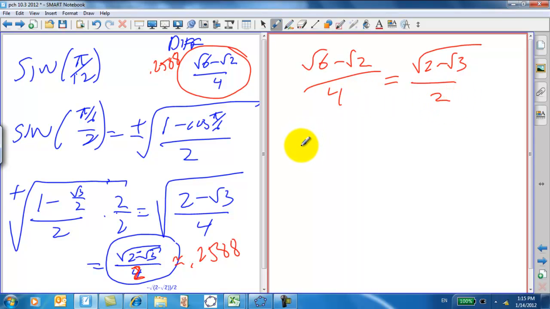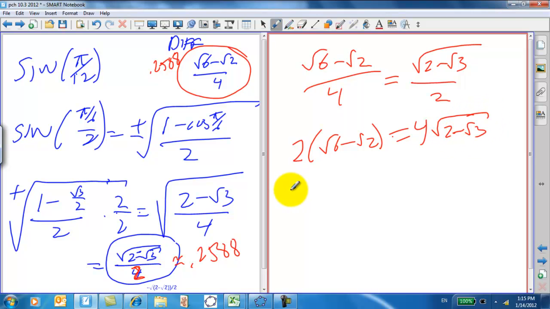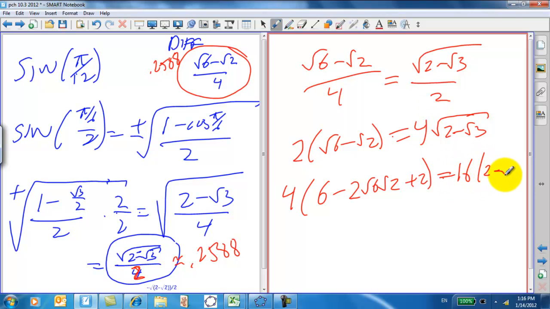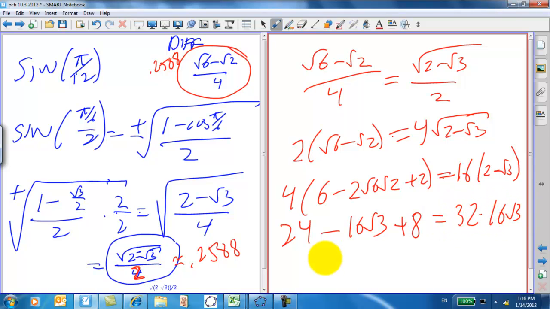and let's cross multiply and maybe square both sides. 2 times square root of 6 minus square root of 2 equals 4 times square root of 2 minus square root of 3. Square both sides, so we get 4 times 6 minus 2 square root of 6 square root of 2 plus 2 equals 16 times 2 minus root 3. So that's 24 minus the square root of 12 in there, so that's 16 square roots of 3 plus 8. Alright, and this is 32 minus 16 root 3. And sure enough, we get 32 minus 16 root 3 on both sides. Now, don't worry about which one you chose. I will accept either one of those approaches.